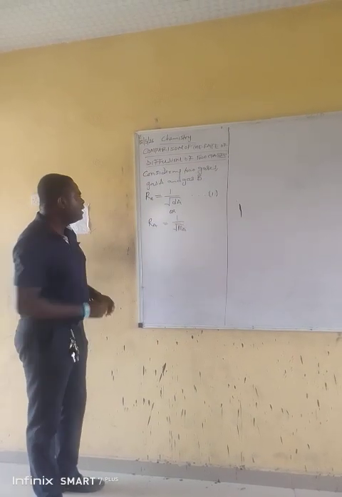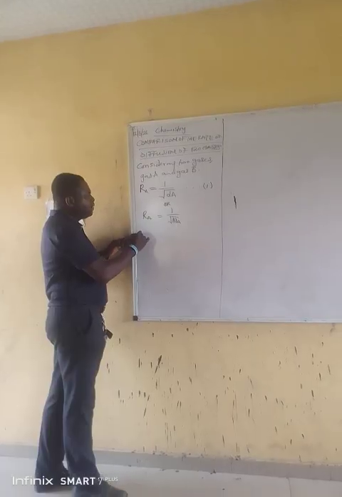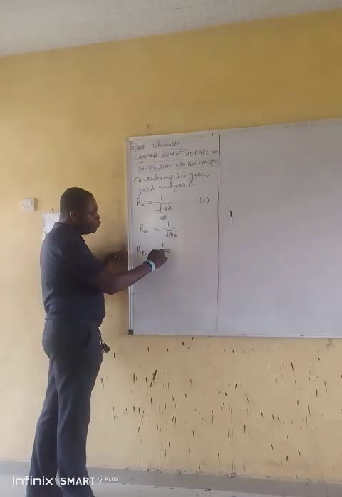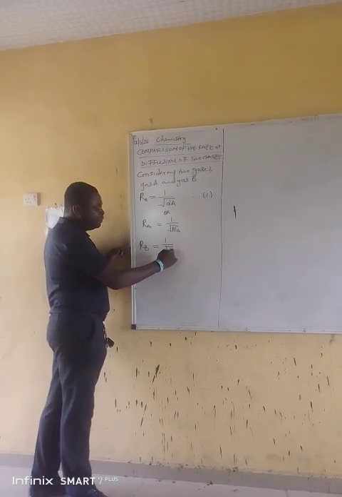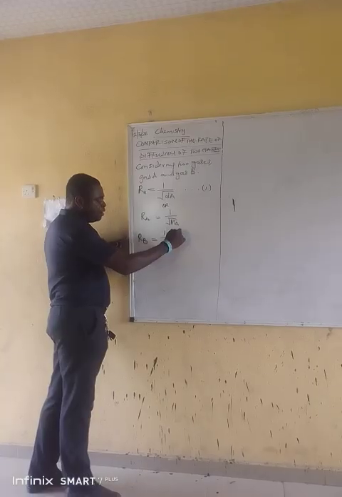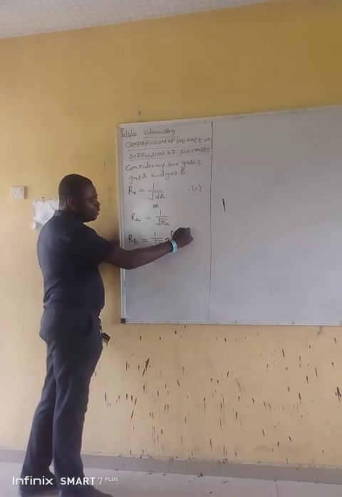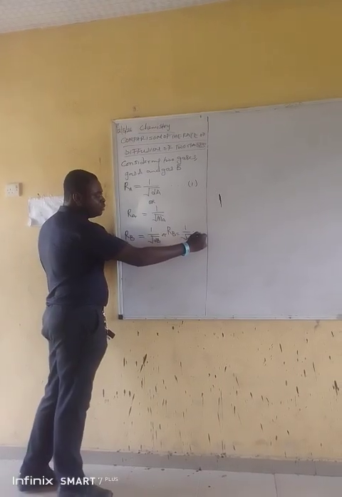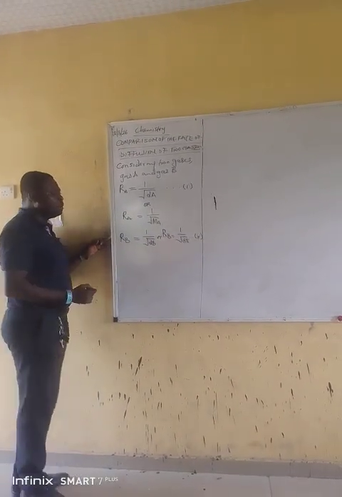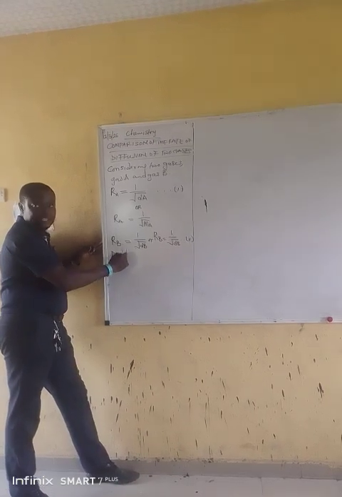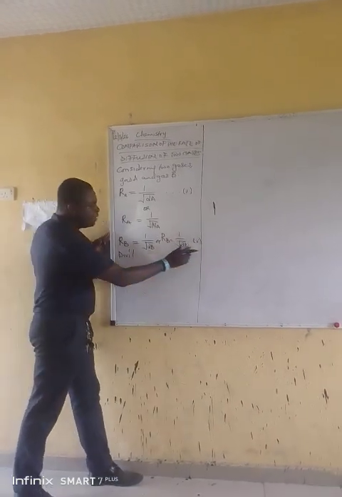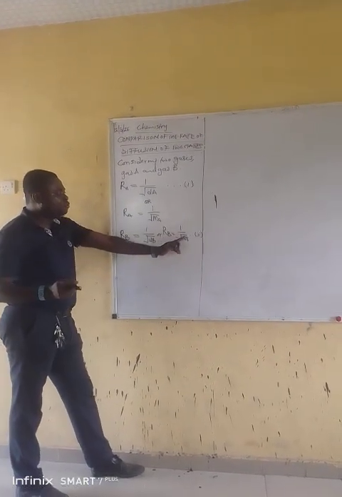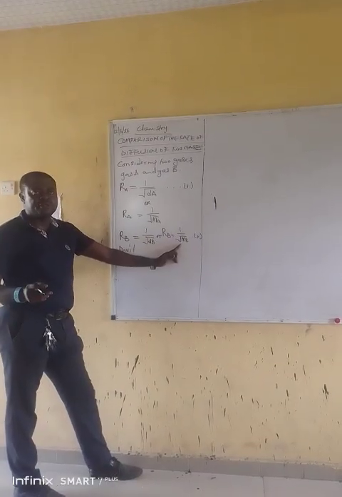So this one or this one is equation 1. Now, for gas B, we can say the rate of diffusion of gas B is equal to 1 over the square root of the density of gas B. Let's call this equation 2. Or the rate of diffusion of gas B is 1 over the square root of the molar mass of gas B.